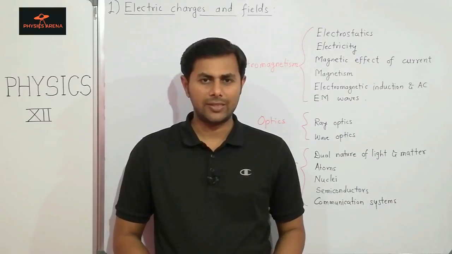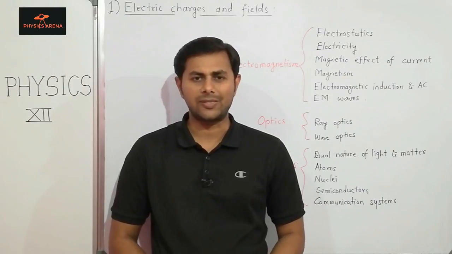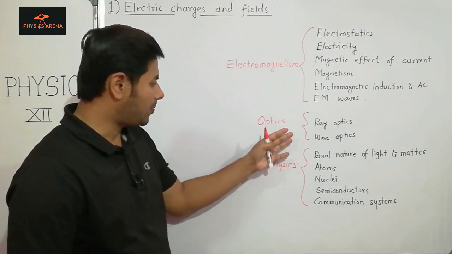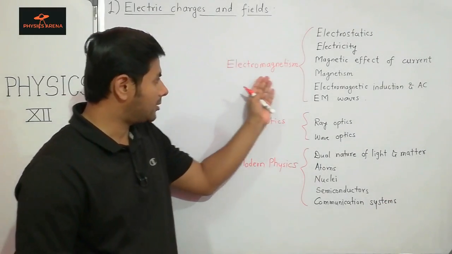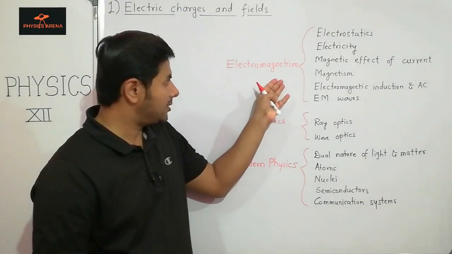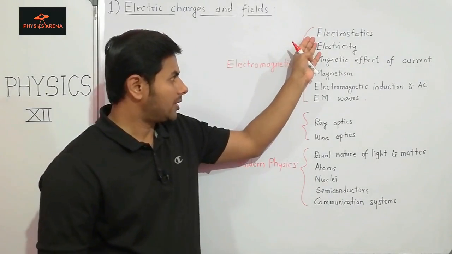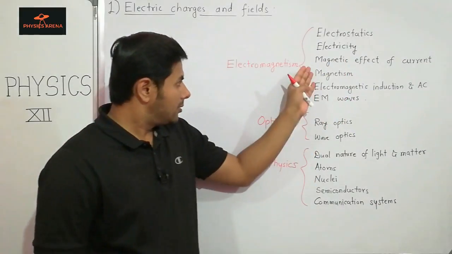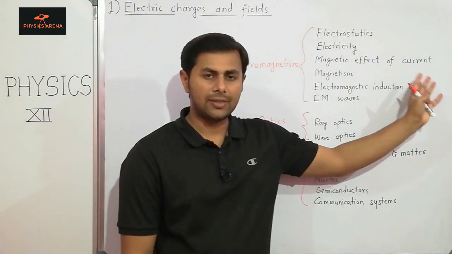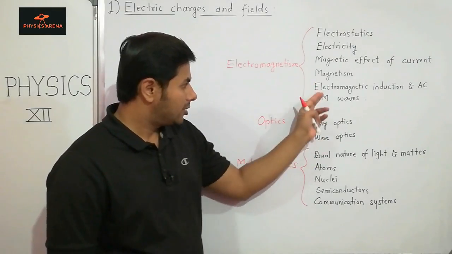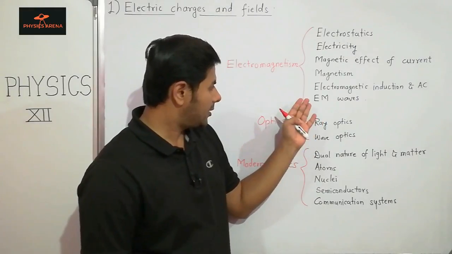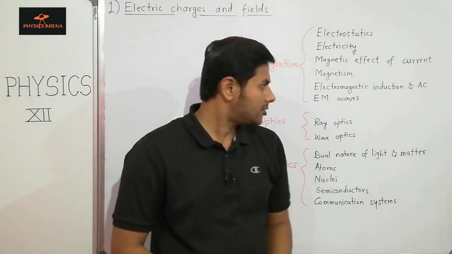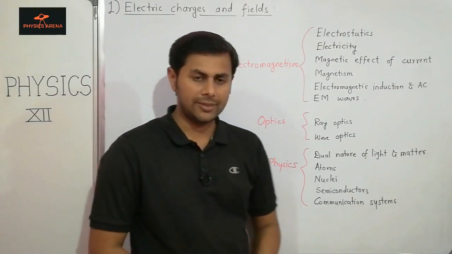With this lecture, we are starting a course on 12th standard physics, or second year of high school physics. And these are the topics which we are going to cover in this course. So we will start with electromagnetism. In electromagnetism, we will study electrostatics, then electricity, then magnetic effect of electric current, magnetism, electromagnetic induction and alternating current. Then the electromagnetic waves. So these are the topics which we will study in electromagnetism.